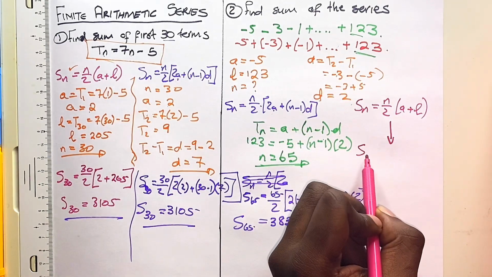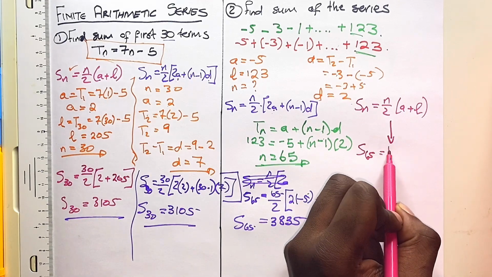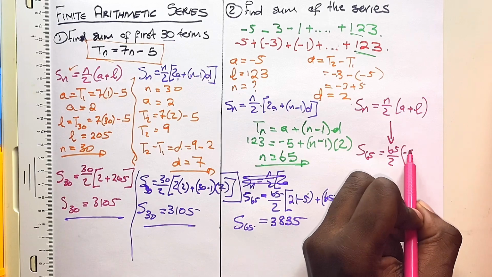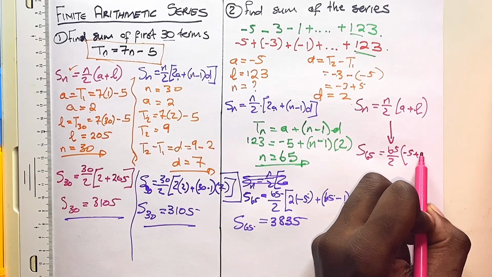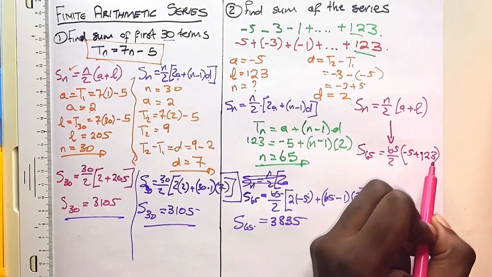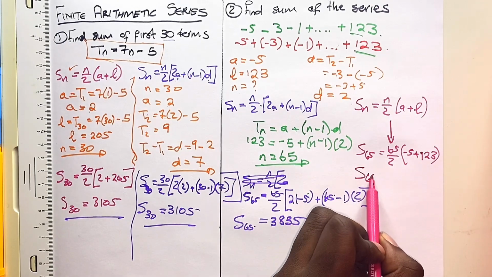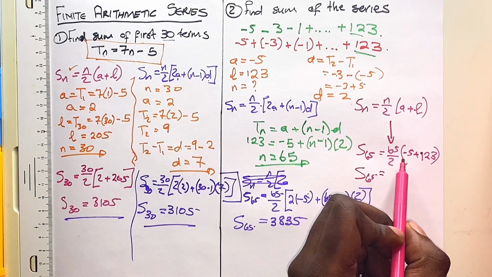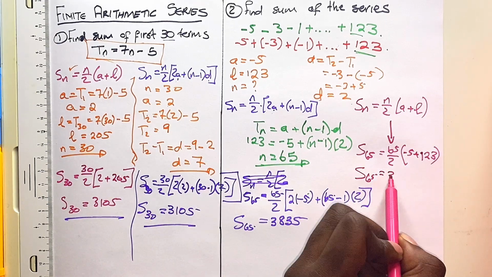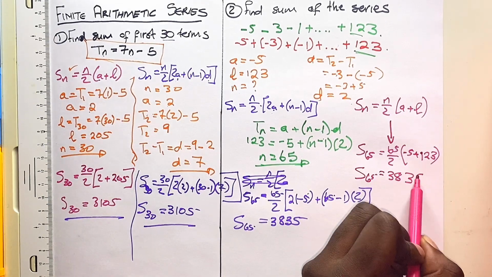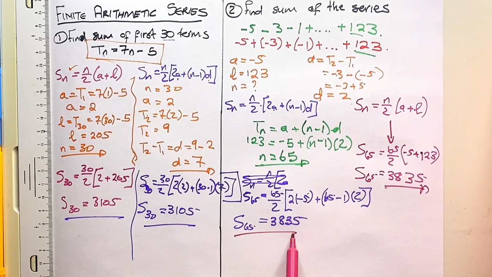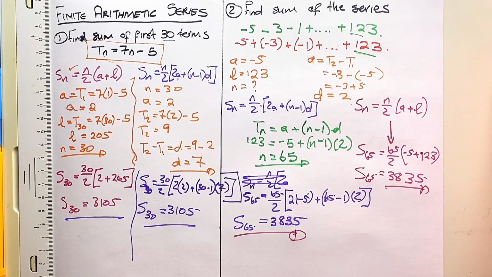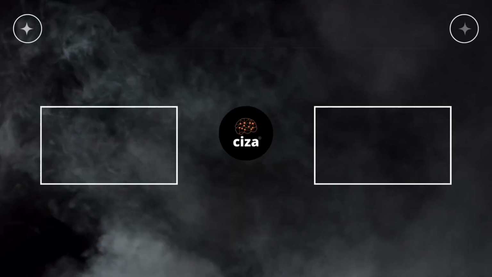Now let's use this formula to see if we get the same sum. Now we're going to be finding the sum of 65 terms is equal to 65 over 2 into our first term, which is -5, plus our last term, which is 123. Now if you put that in your calculator, or you are smart enough to work it out, it will also give you 3,835. So both formulas are giving us the sum of the series.